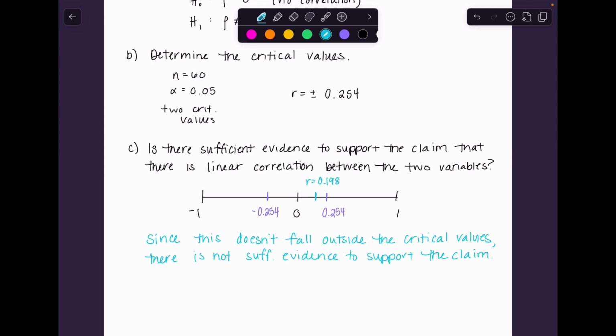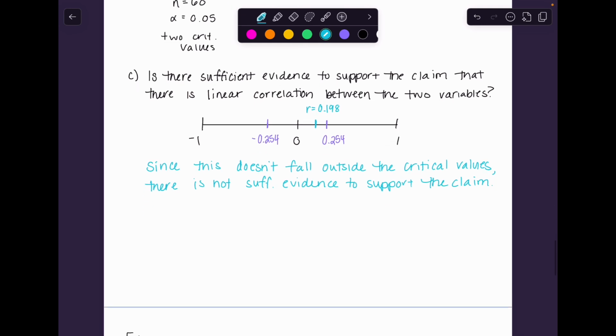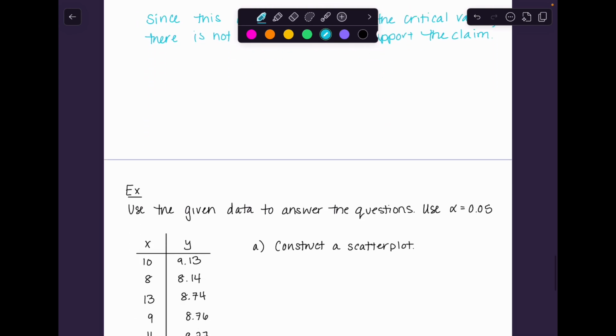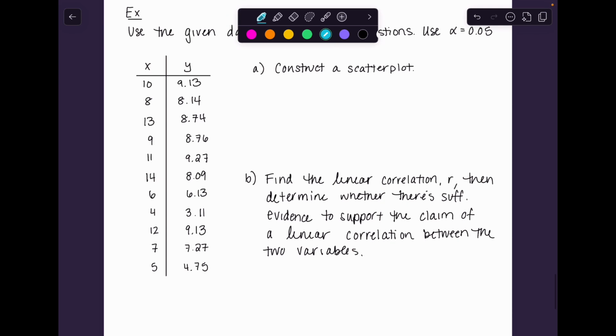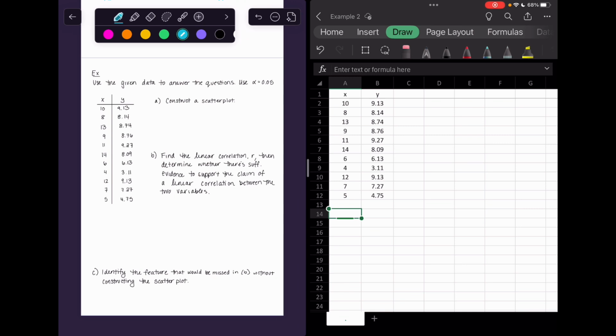For the next one, we're going to have to actually construct a scatter plot, find the linear correlation coefficient, and then use that to determine if there's sufficient evidence to support the claim of a linear correlation between the two. In this one, we are solely going to use Excel, even to create a scatter plot. So I've got Excel up and I've got my data all entered in here.